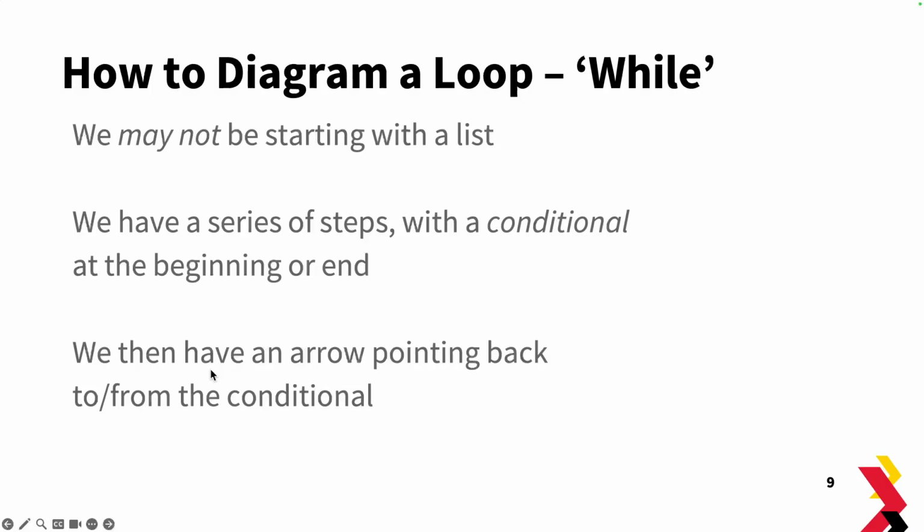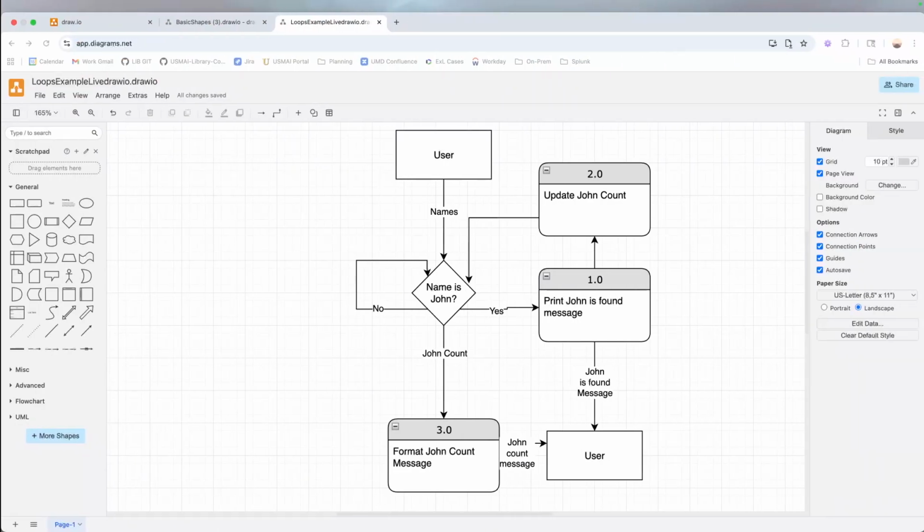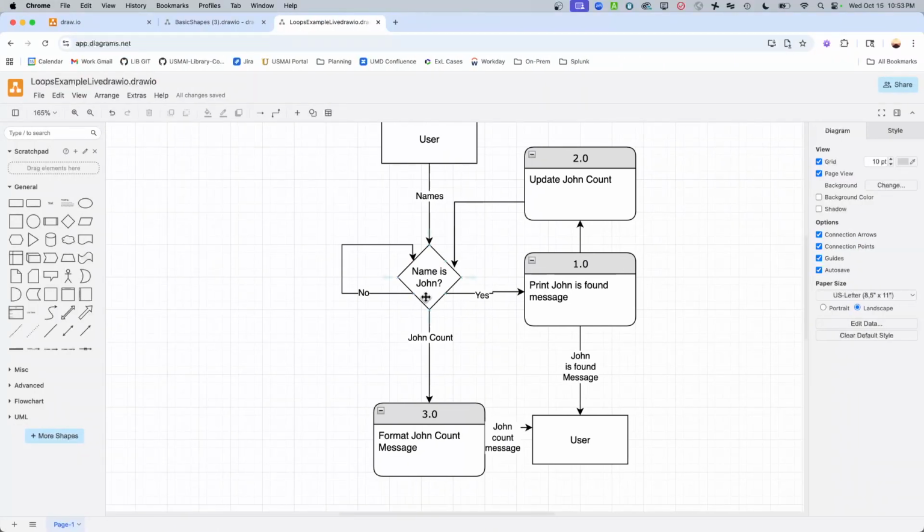The reason I say to or from is because the conditional could be at the beginning or it could be at the end. We saw a conditional at the end with this previous diagram, although this conditional is not actually used to control the while loop. It's just done for each name.